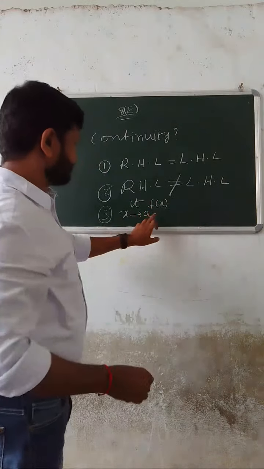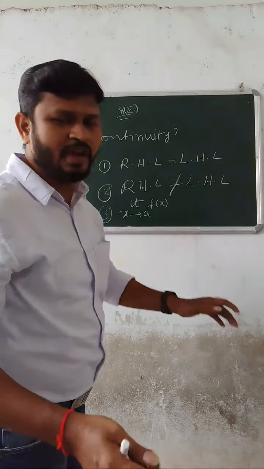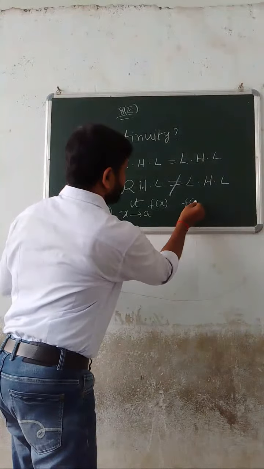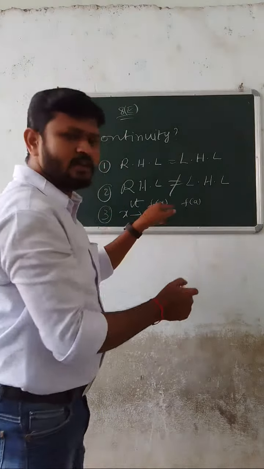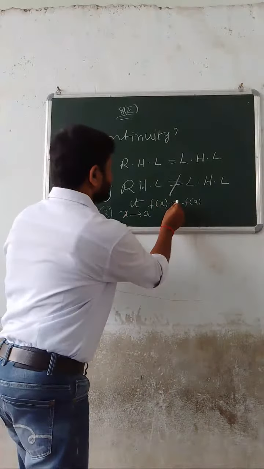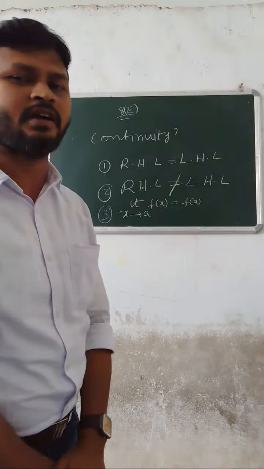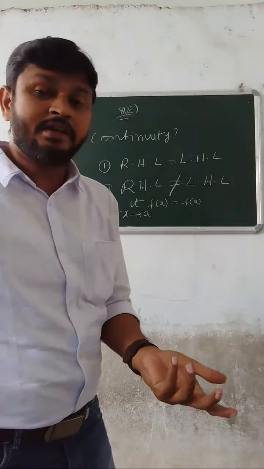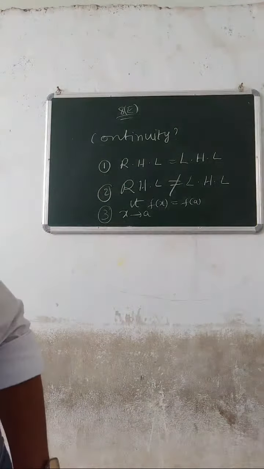Limit x tends to a, where a means any number. We have to find limit x tends to a of f of x, and in the question he has given f of a. If both are equal, then the function is called continuous. Right, this is continuity, that means maybe continuous or discontinuous. Okay, now we will go for the questions like that.